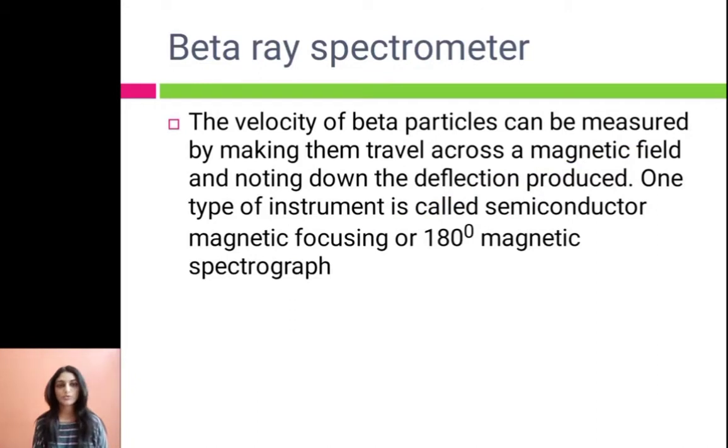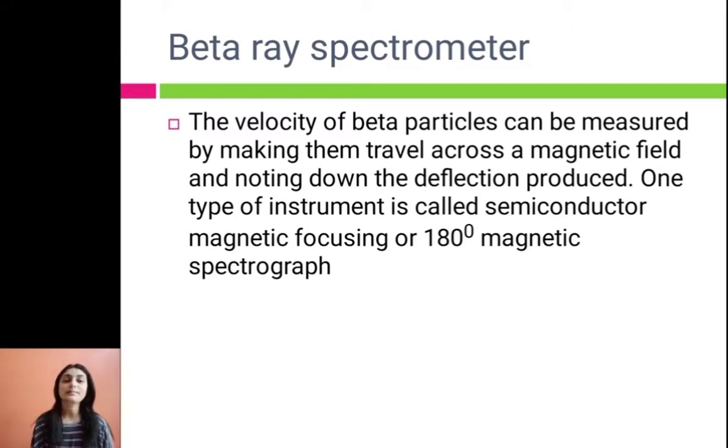So today we are going to talk about the beta ray spectrometer. A beta ray spectrometer is basically an instrument used to find out the velocity of beta particles. In the alpha decay chapter we have already learned about the magnetic spectrograph, where we calculated the velocity of alpha particles. The same instrument is used for calculating the velocity of beta particles. So again the instrument is the same, which is based on semicircular magnetic focusing, or the 180-degree magnetic spectrograph.